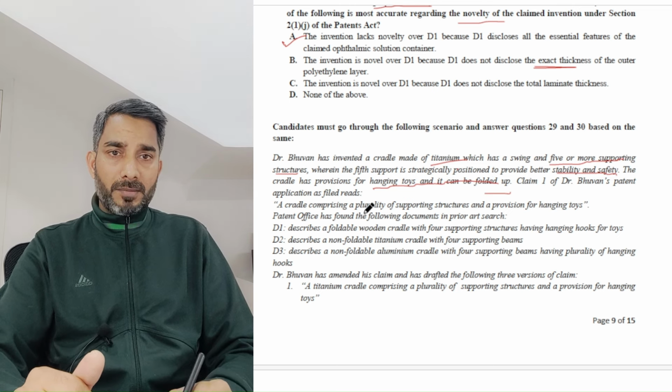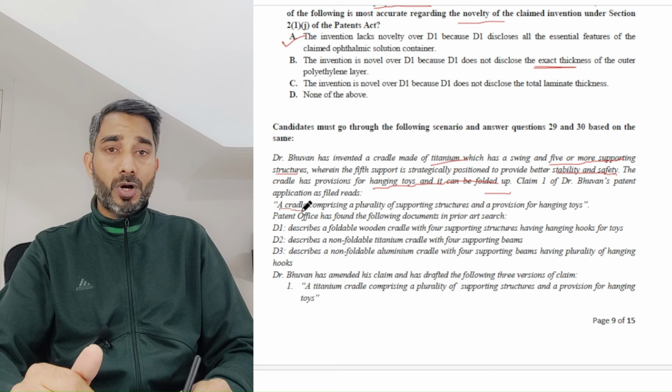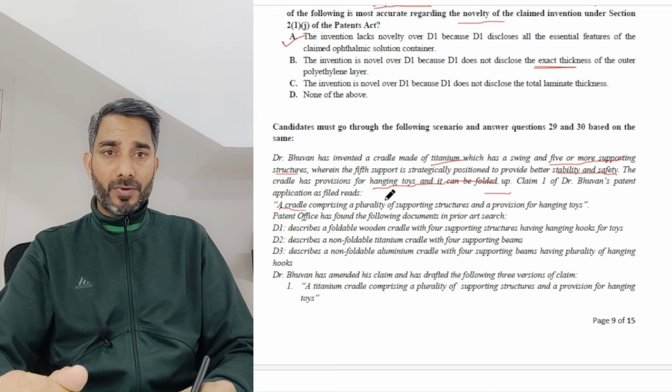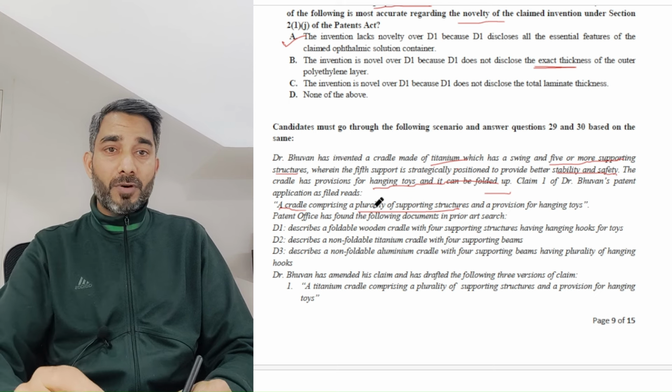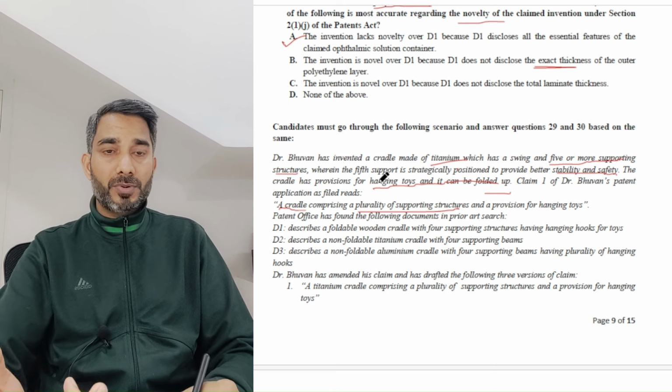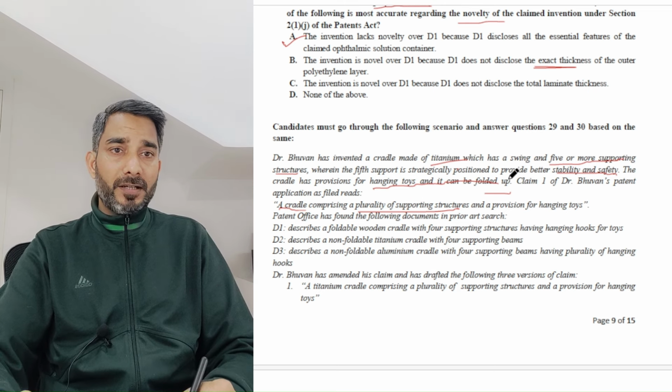A cradle comprising a plurality of supporting structure and provisions for hanging toys. This is too broad a claim because they have not mentioned what material the cradle is used for. They have written a plurality of supporting structure. Remember plurality, they have not mentioned how many because they say 5 or more. So they could have been a bit specific here. They had a foldable structure also, which they have not mentioned here.